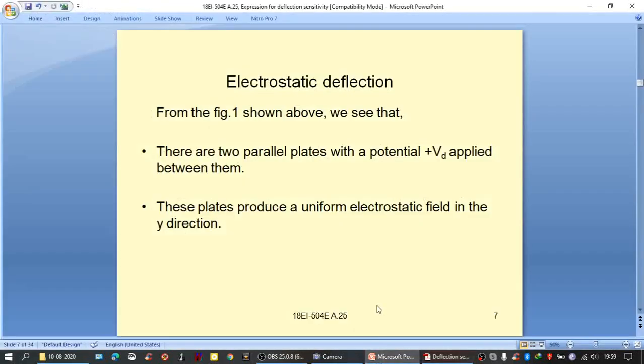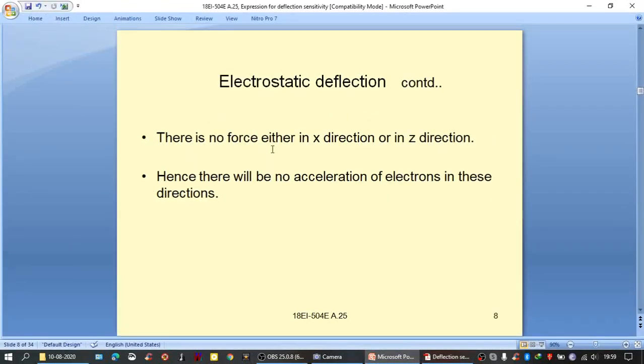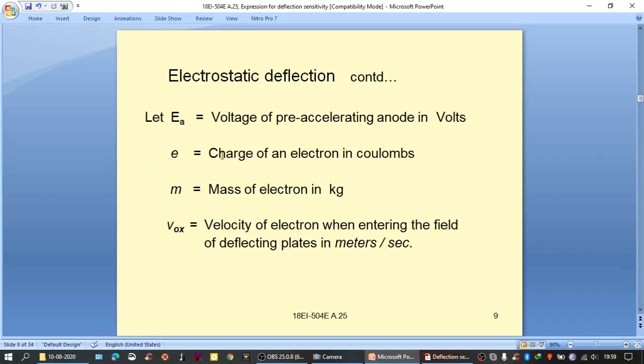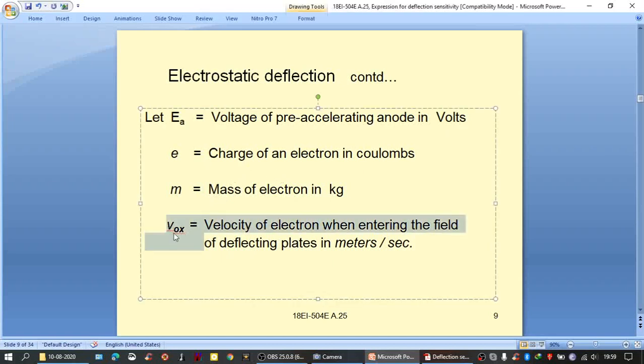Now, there is no force either in the x direction or in the z direction. Hence, there will be no acceleration of electrons in these directions. Let EA be the voltage of the accelerating anode in volts, that is the voltage applied at the accelerating anode, which is responsible for this initial velocity of Vox. And E, the charge of the electron in coulombs, and m, the mass of the electron in kg.